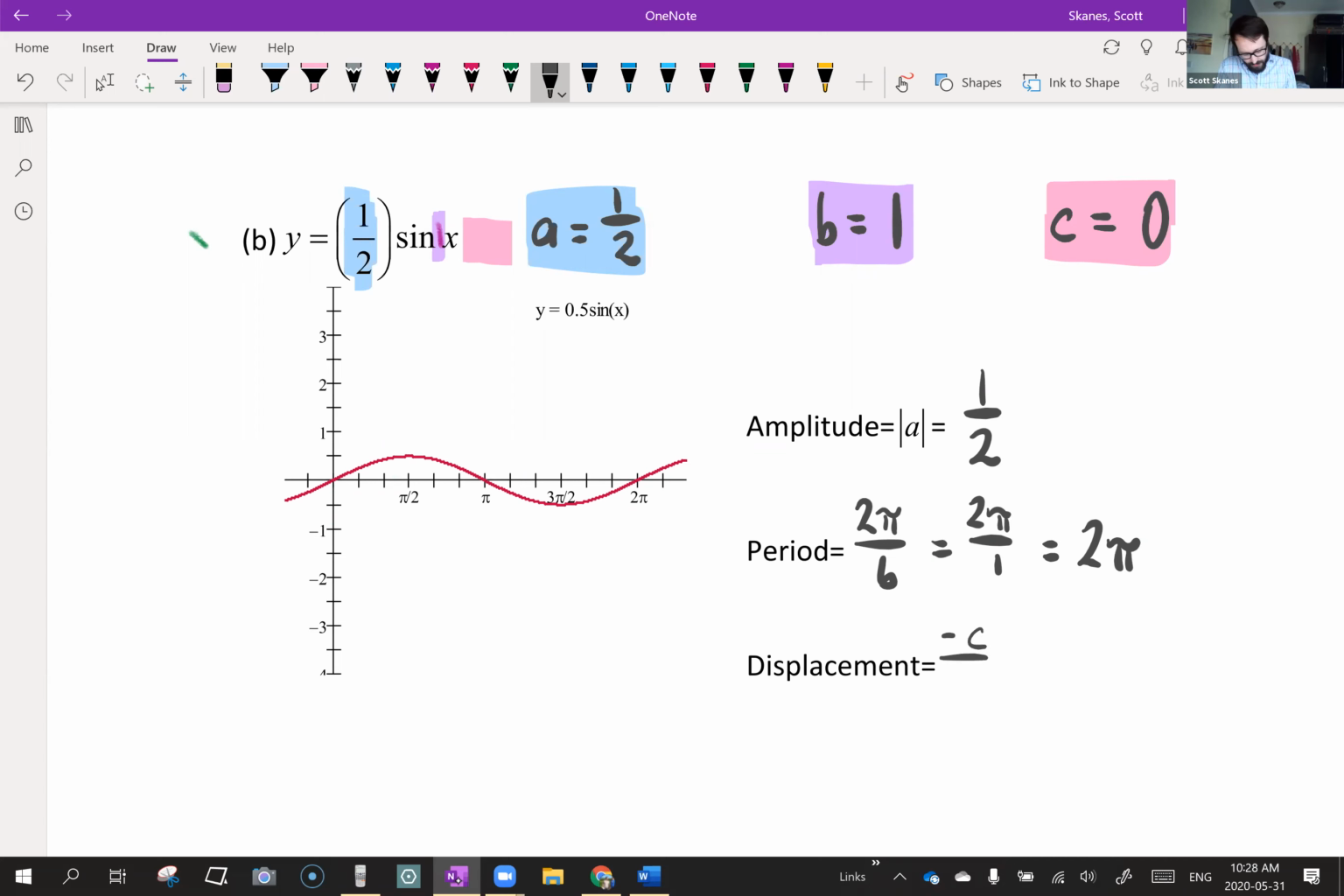Displacement is negative C over B, that's negative 0 over B. We could write this directly. It's going to be 0. But just in case, 0 divided by anything is still 0. So now we're done.